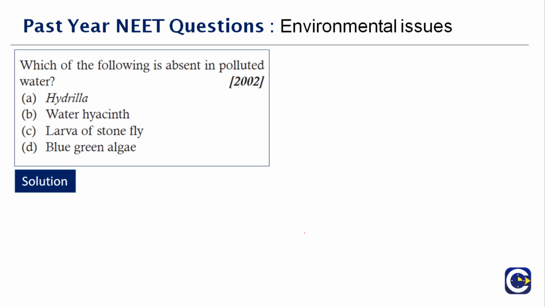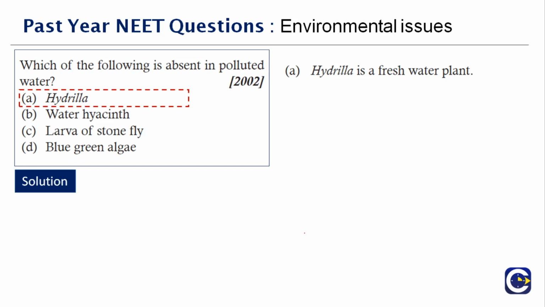Blue-green algae grows in polluted water, no problem. Larva of the stonefly doesn't mind at all. Water hyacinth also grows in polluted water. Hydrilla only grows in fresh water; it's a freshwater plant. Therefore, the right answer is option A.